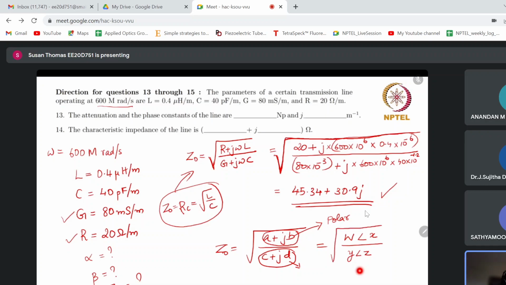And how do we take this? Once you divide, you can divide the magnitudes. So you can do W by Y, and the angles you need to subtract, so the angle will be X minus Z. And how do we take the square root of this? Take the square root of the magnitude, so square root of W by Y, and for the angle, you have to take half of that. So the angle will be (X minus Z) by 2. That's how you will calculate the final Z naught in polar form. Later, from the polar, you can convert it to rectangular form, so you can get the answer for the real part and the imaginary part. I hope it is clear.